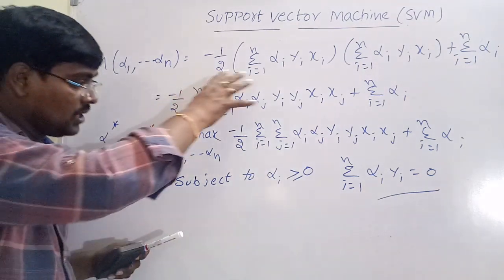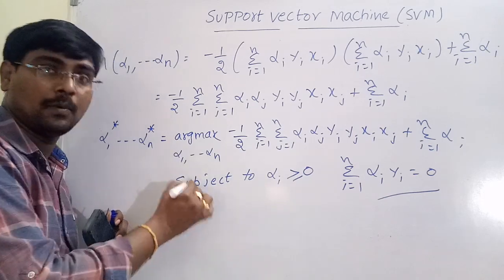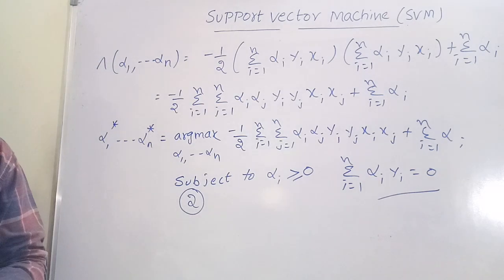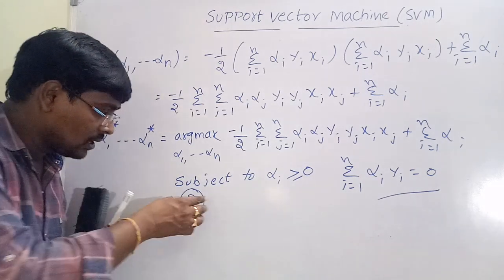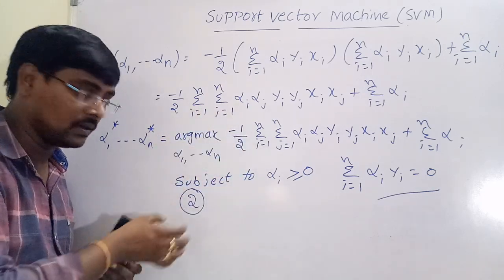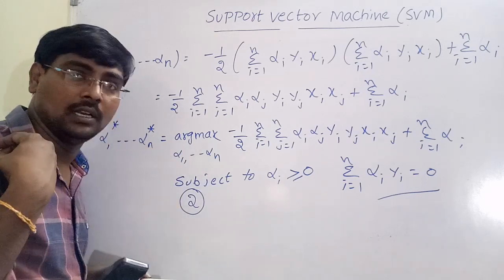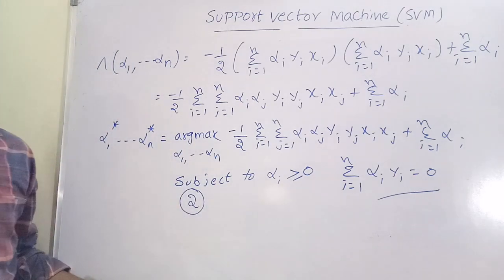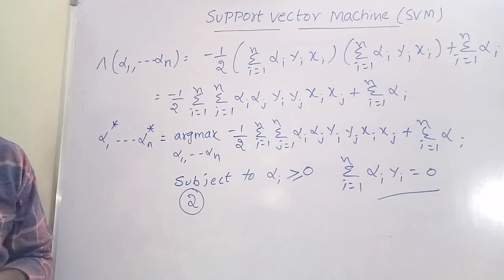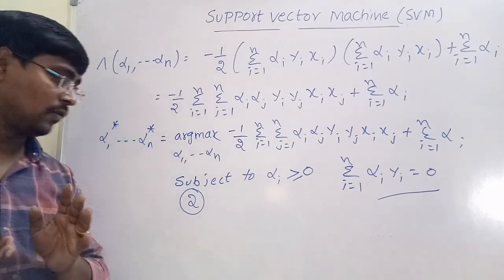From this dual optimization problem, we are getting two important points. The first one: what are we doing up to now? We are fixing the margin. Finding the maximum margin decision boundary is equal to searching for the support vectors.